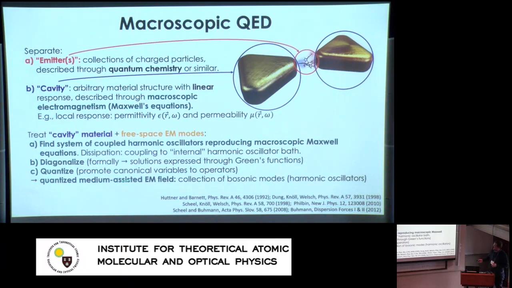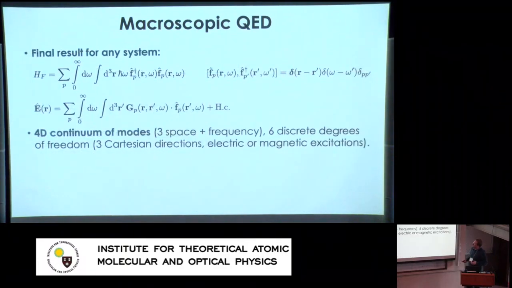And then I can quantize it, and what I get is a description that describes the quantized medium-assisted field as a collection of bosonic modes, of harmonic oscillators. And this is the nice thing about this, that it's really completely general. The final result for any system that you put in is simply that you get a huge collection of harmonic oscillators, one at every point in space and at every frequency and at every direction, and either electric or magnetic excitations. They are commuting with each other, and I can, for example, express the electric field operator as a sum of all of these.